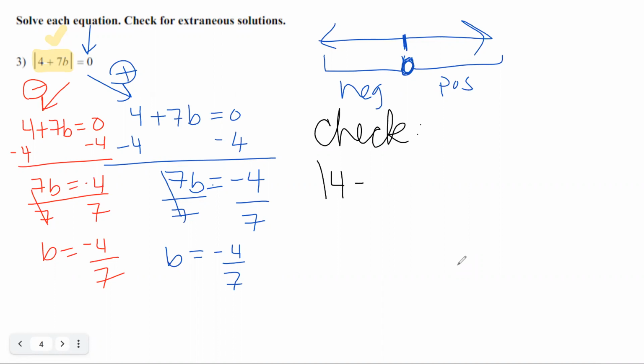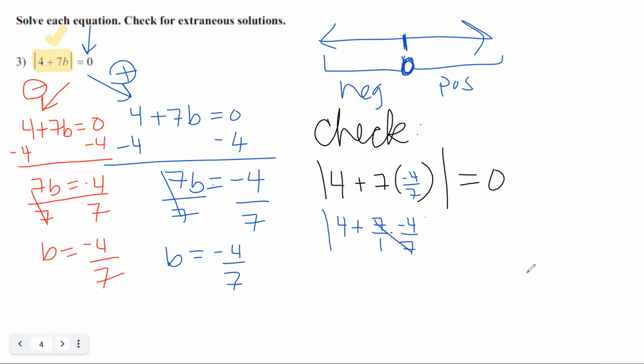So we have 4 plus 7 times b, our variable, equals 0. And now we're going to just check -4/7. So again, simplifying the inside, I have 4 plus 7 over 1 times -4 over 7. You can see that those two are going to cancel. 7 divided by 7 is just equivalent to 1. So now I have 4 plus -4.